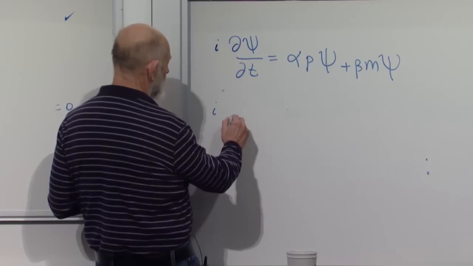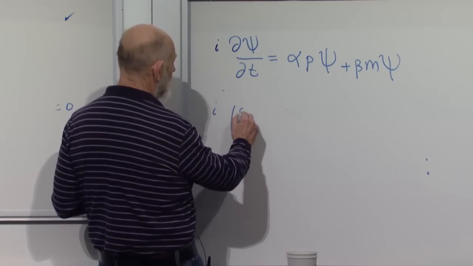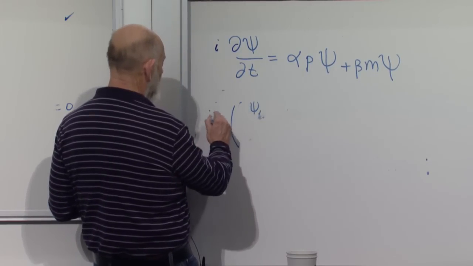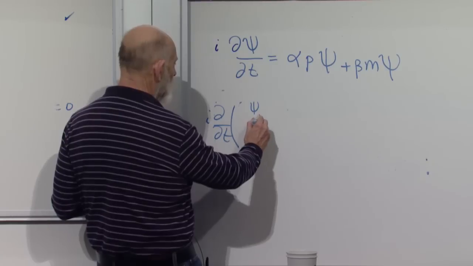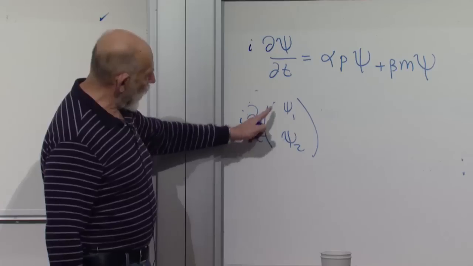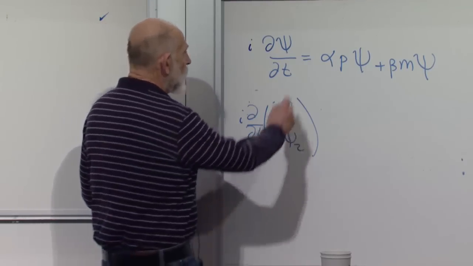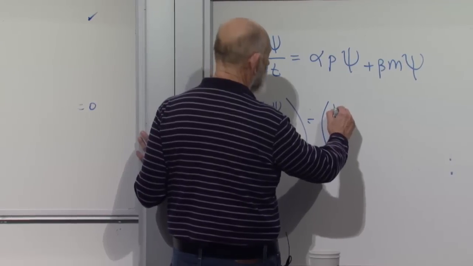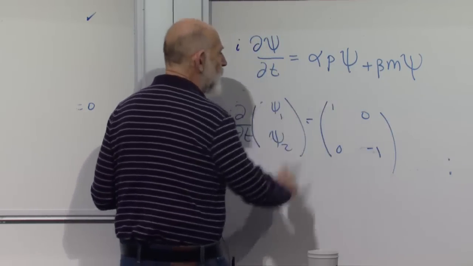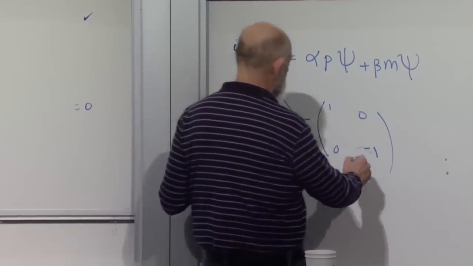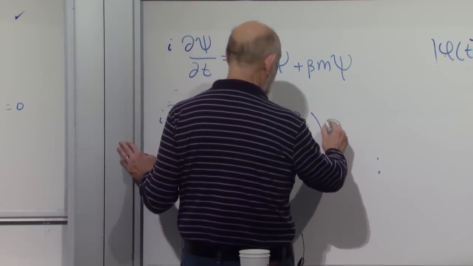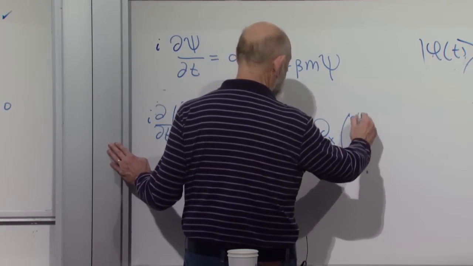As a two-component equation, this is i, and in the first slot here, we would write d psi by dt. So, well, let's write it. i d by dt, psi 1, psi 2. And this stands for a column made out of i d psi 1 dt and i d psi 2 by dt. Then we have alpha, and alpha is 1, minus 1, 0, 0, times p, but p is minus i d by dx. So we have a minus i d by dx of psi 1, psi 2.